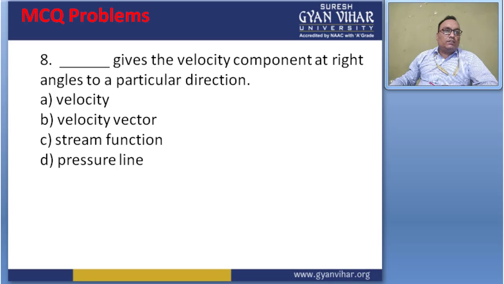Which gives the velocity component at right angle to a particular direction? Velocity vector, stream function, or pressure line. The stream function is the right answer for this question, right? So the stream function gives the velocity component at right angle to the particular direction. And then move to the next question, question number 9.